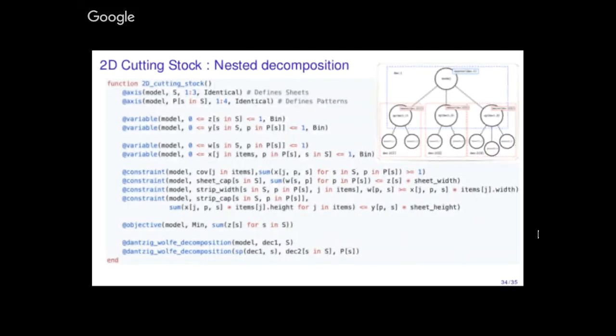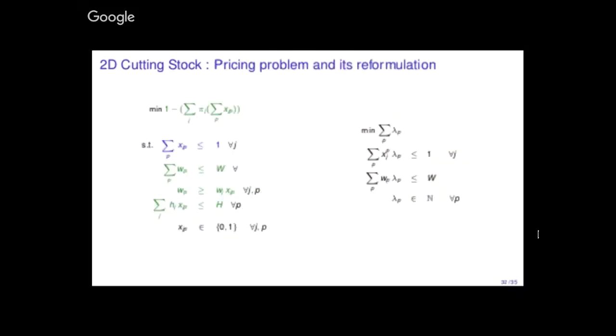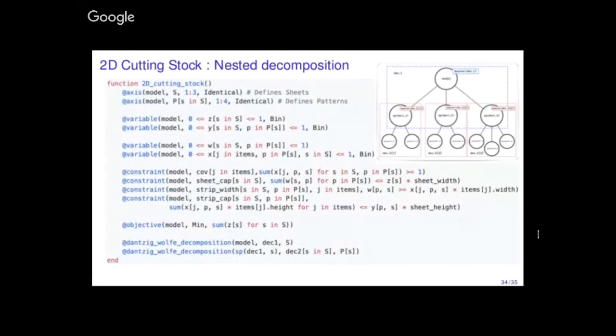Now, the code. We ignore this part because this is just the formulation for your original problem. What's interesting here is that now you define 2 axes, and one of them depends on the other. The first one is a sheet axis, which are your 2D things that you're going to generate. Then you say how many of them you have, and for each one of them, you define the cutting patterns, which are the second level decomposition. Then you index your variables and constraints in this axis, and you call the Dantzig-Wolfe decomposition 2 times in a nested way.